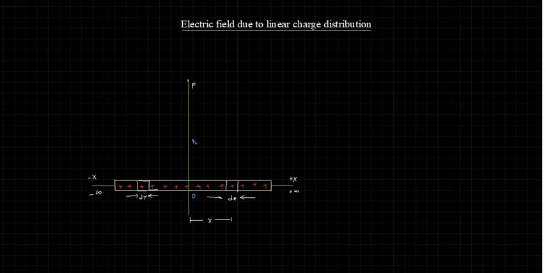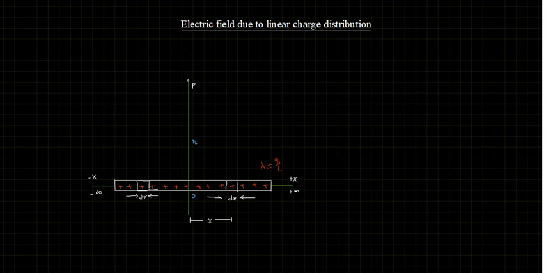Okay, electric field due to linear charge distribution. So consider a linear charge, a line charge, a wire maybe, or a rod which is infinitely long, very long, and it has some constant charge density, that is a linear charge density, lambda. So lambda in this case is equal to charge per unit length, but we don't know how long this length is. This length is going up to infinity.